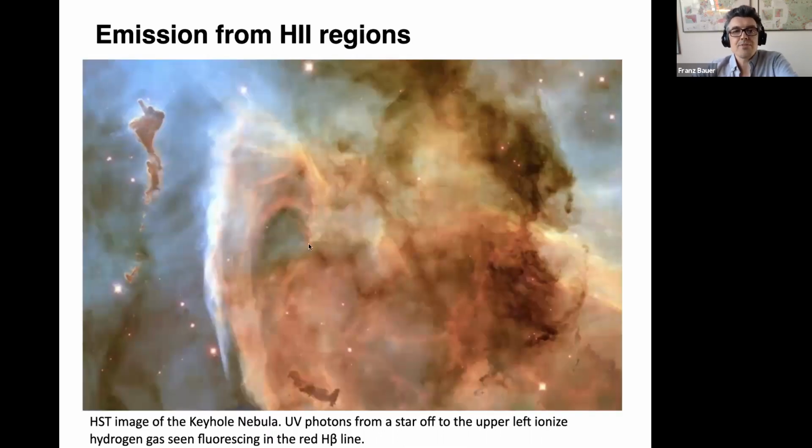So this is just an example of a former H II region, and you can see it's fairly messy. Lots of this is actually fluorescing in this particular picture, with the H beta line in red here, and then the UV photons are scattering and so forth. So there are other processes as well, but the one we're going to look at is bremsstrahlung.